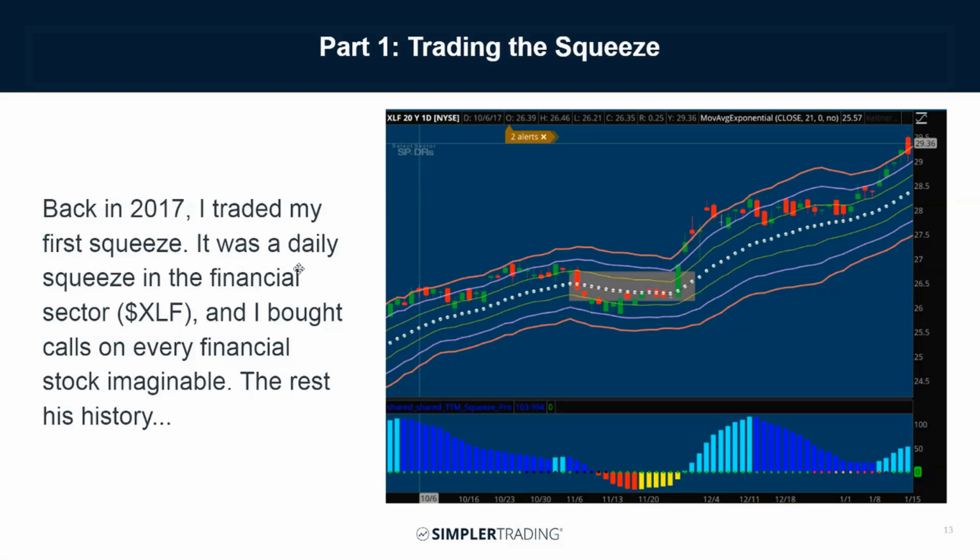So we're going to talk about the squeeze at a few different points throughout the class. And some things are repetitive for a very good reason. The squeeze is so incredibly important. You just need to understand the nuances and how to make the setup work in your favor.